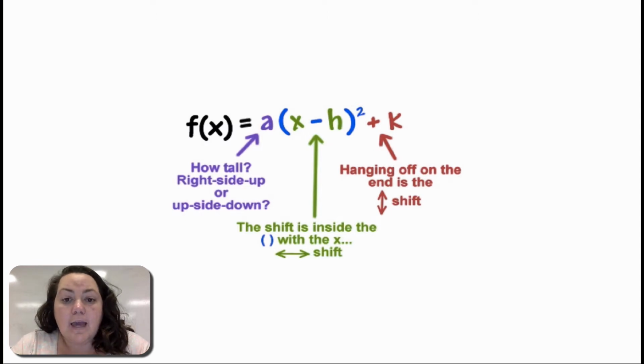And then k, your back piece in the end, is going to be your vertical shift up and down. It's hanging off the end. That tells you if you're going to go up or down. If it's positive, you're going up. If it's negative, you're going down.